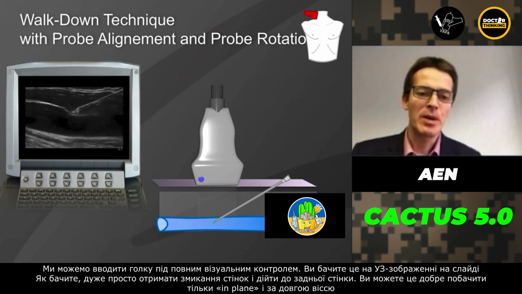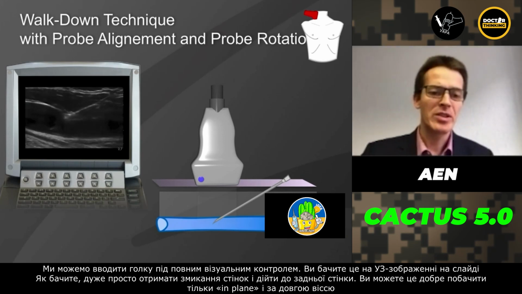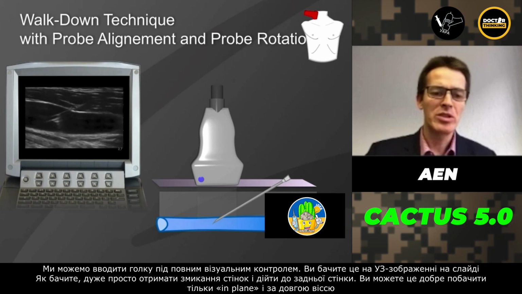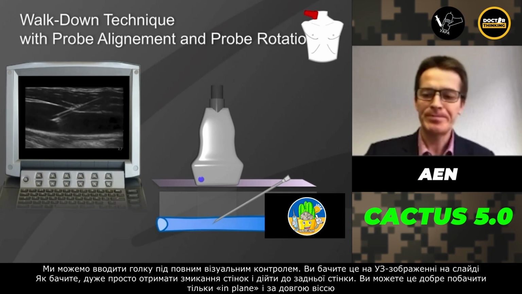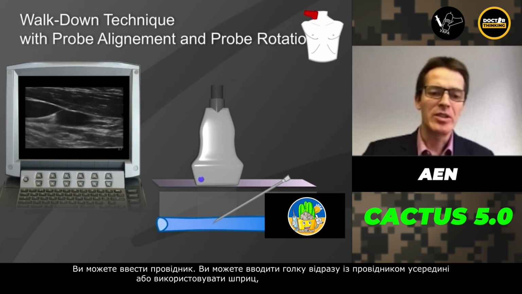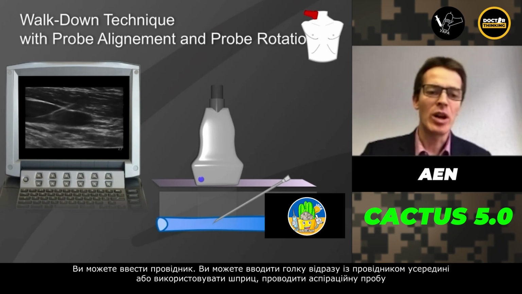IJ puncture. You can also see very easily that you get kissing walls, and you may approach the posterior wall, which you only see that well in in-plane and long axis procedures. And again here you may insert the guide wire either with pre-positioning, or you may, as most of us are probably used to, use a syringe and do some aspiration and then insert the guide wire.